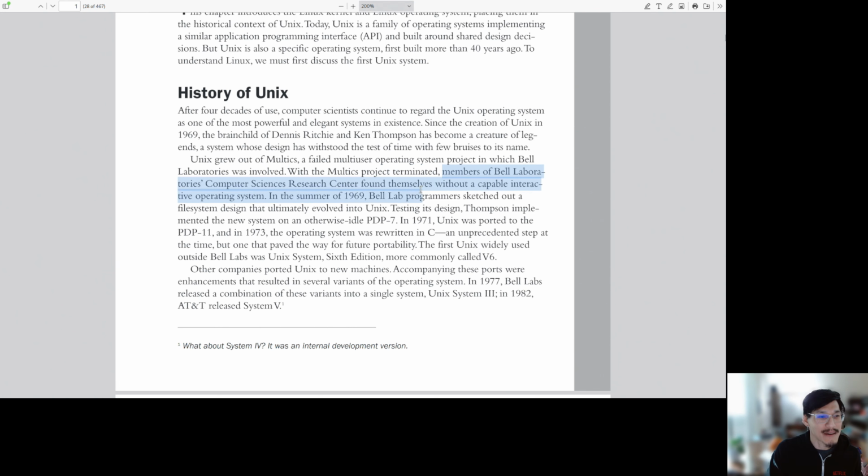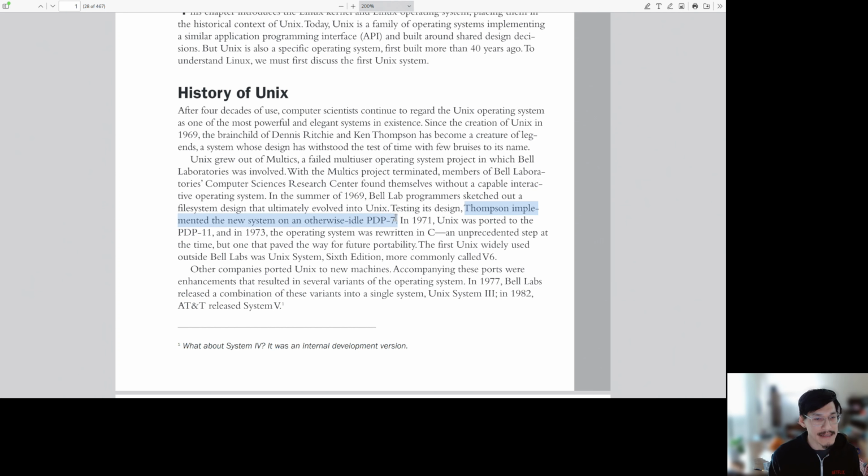Members of the Bell Laboratories Computer Sciences Research Center found themselves without a capable interactive operating system. In the summer of 1969, Bell Lab programmers sketched out a file system design that ultimately evolved into Unix. Testing its design, Thompson implemented the new system on an otherwise idle PDP-7.